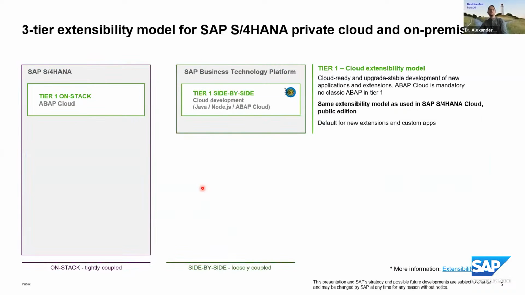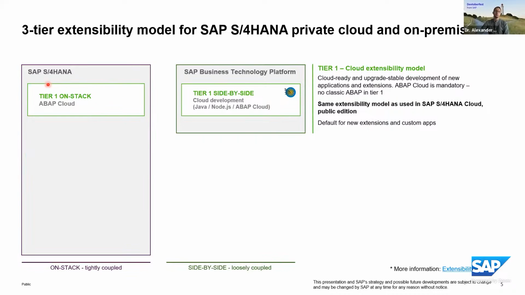So our idea behind combining ABAP Cloud and the classic extensibility techniques is the 3-tier extensibility model for S4 Private Edition and on-premise. And I will give a very brief introduction here. So on the left-hand side, you can see the S4 stack. In the middle, we have the BTP, and on the right-hand side, some explanations.